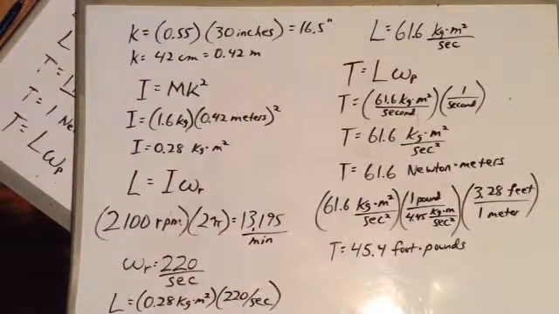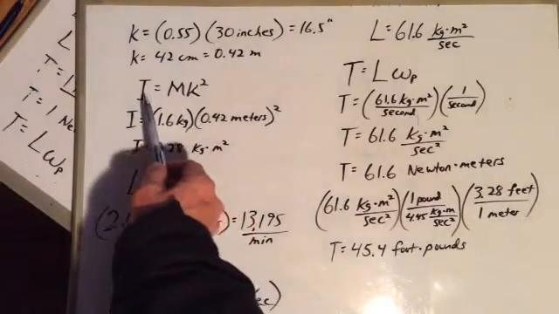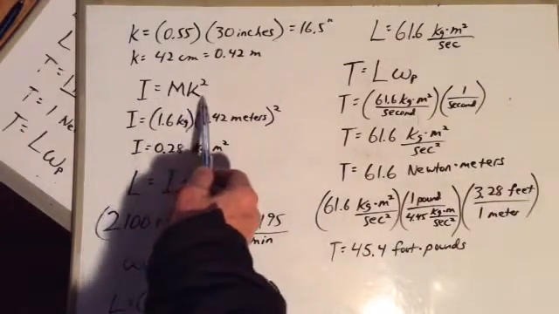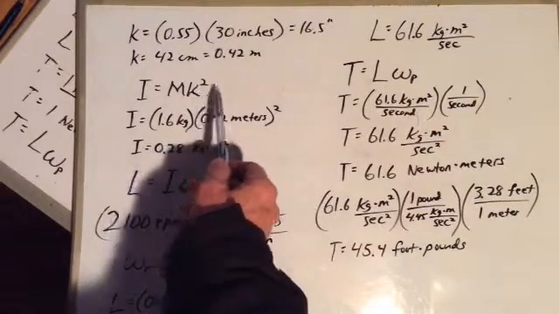Remember that the radius of gyration is the radial distance from a given axis at which the mass of a body could be concentrated without altering the rotational inertia of the body about that axis. Moment of inertia equals mass times radius of gyration squared.